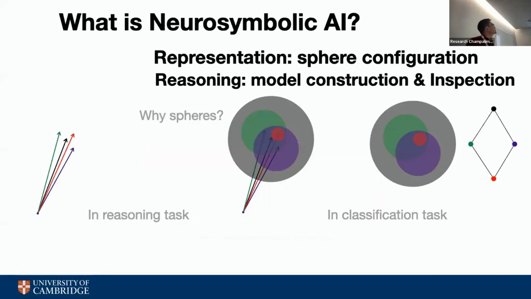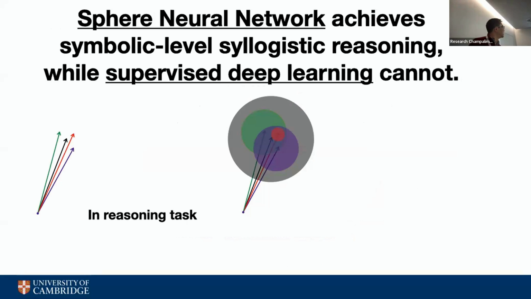So what is neurosymbolic AI? Its representation is simply sphere configuration, and reasoning is a method of model construction and inspection. Okay, just two things. And then what I'll convince you is that this sphere neural network can reach symbolic-level syllogistic reasoning.